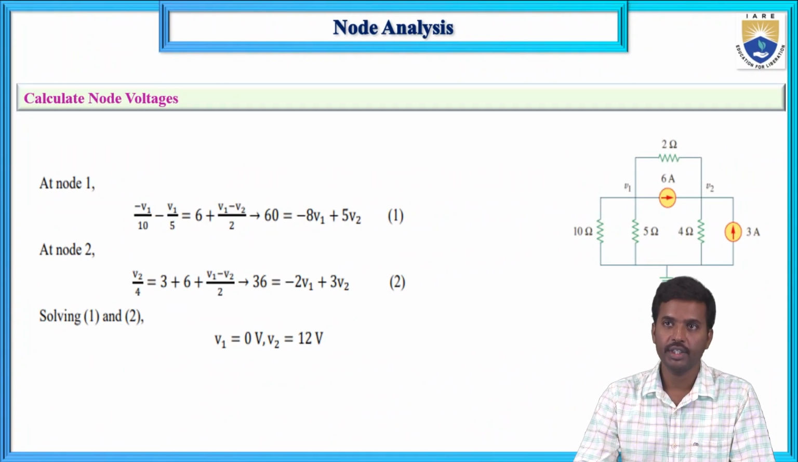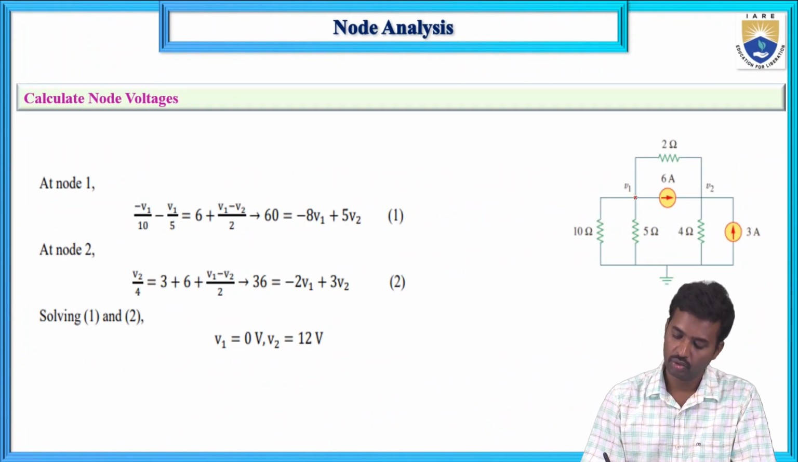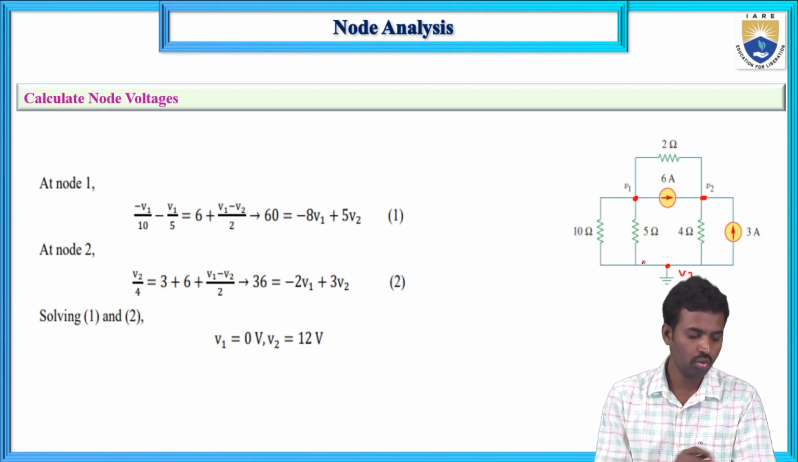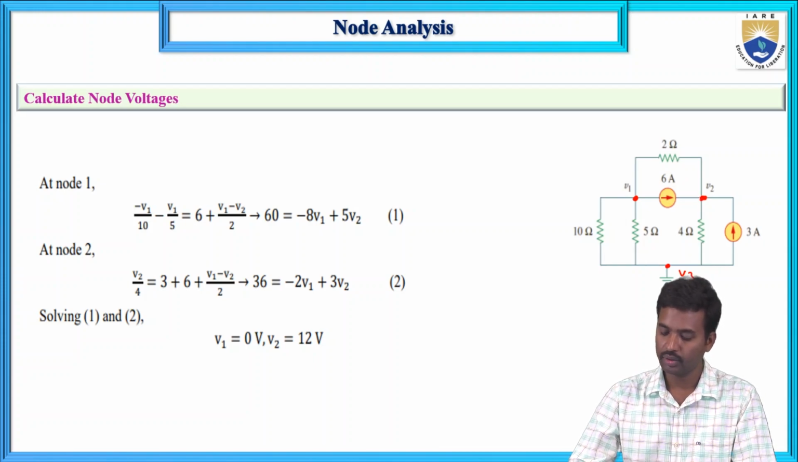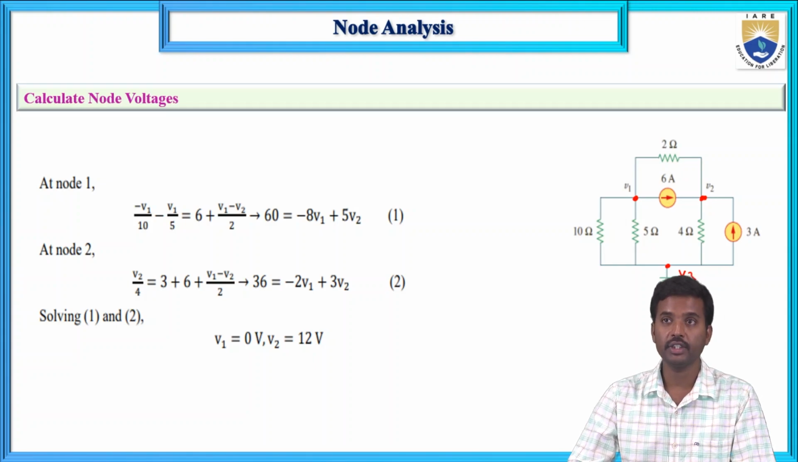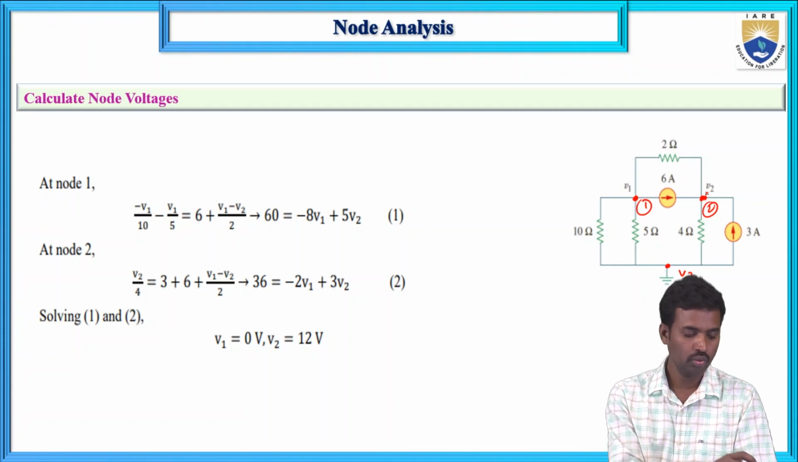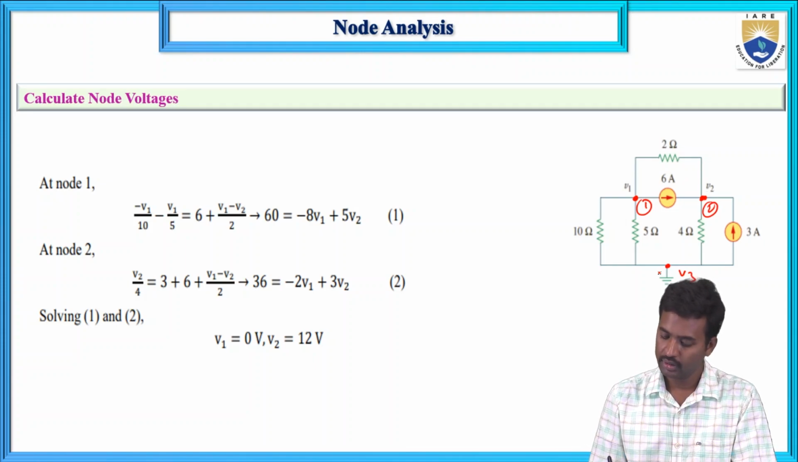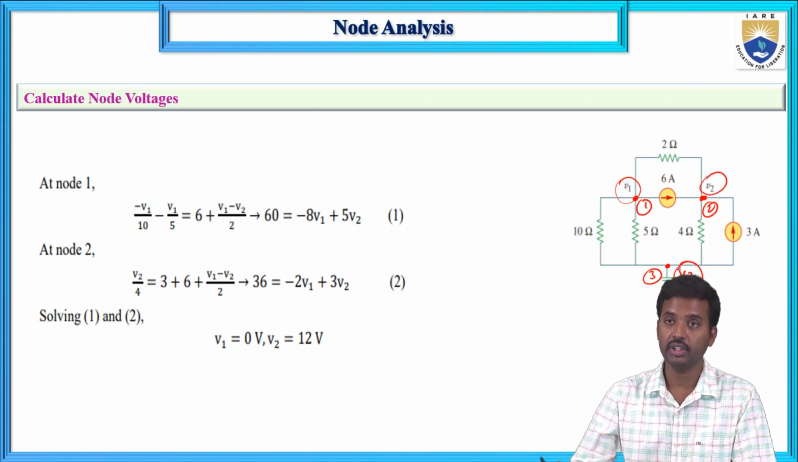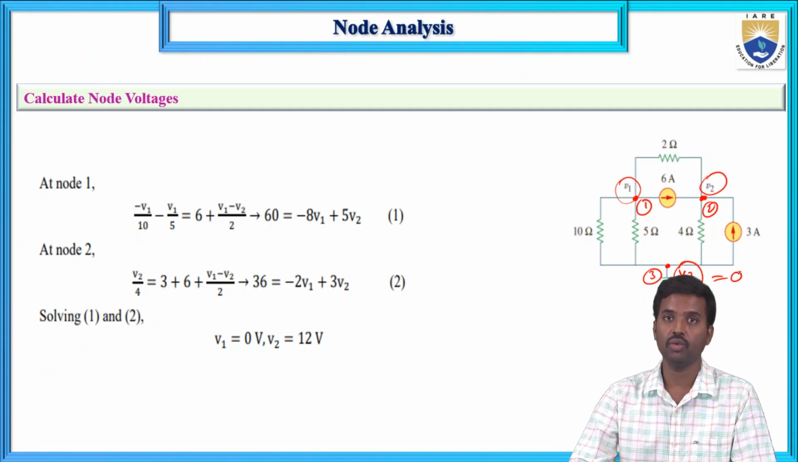Calculate the node voltages here. So junction node 1, node 2 and this one is node 3. Node 1, node 2 and node 3. So now the possible number of junctions here: 1, 2, this one is 3, V1, V2 and V3. Select one junction as a reference junction. That reference junction voltage is 0.